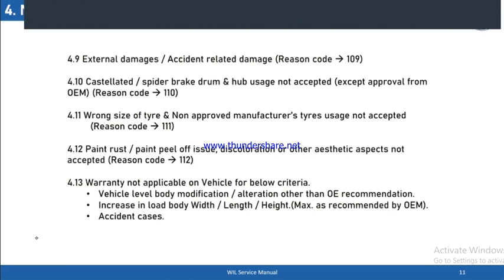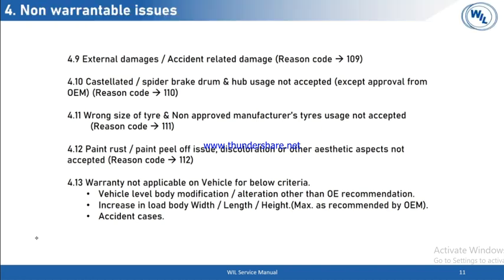And any external damages, accident related damages, cancelled spider drum, what is that? Abuse is not accepted, and what is the reason, we can discuss. And wrong size of tire and non recommended manufacturing tires, paint rust, paint peel off, discoloration, and aesthetic issues. And the last point is warranty not applicable for vehicles under the below criteria, that is low body modification or any area alteration done or any accident cases, that we can cover one by one.